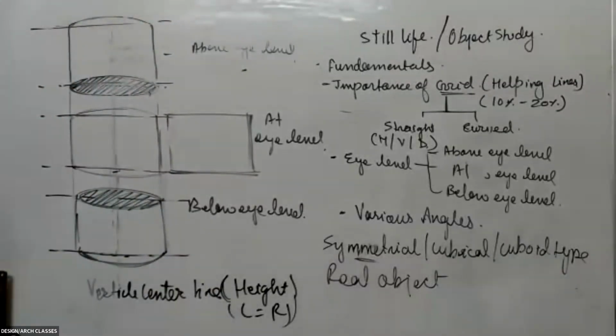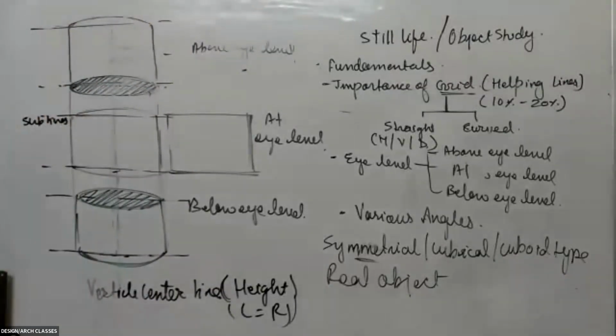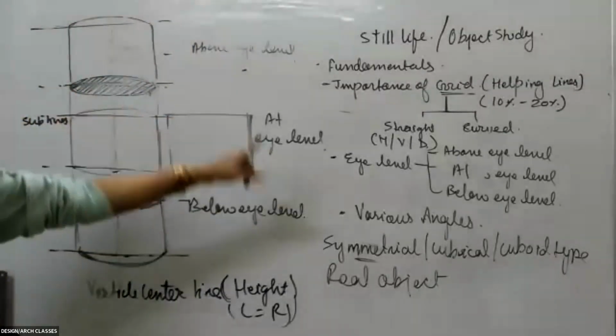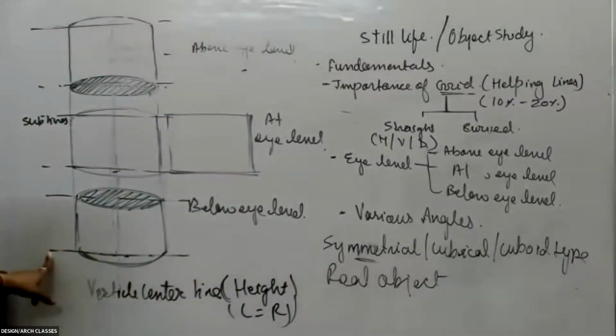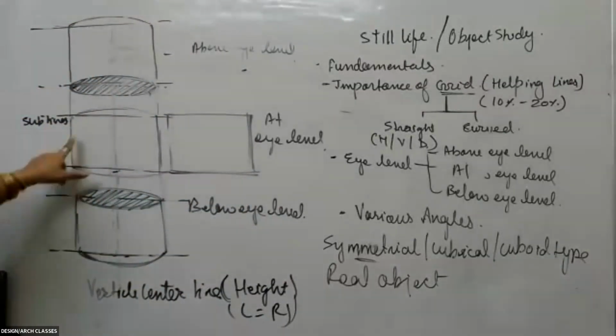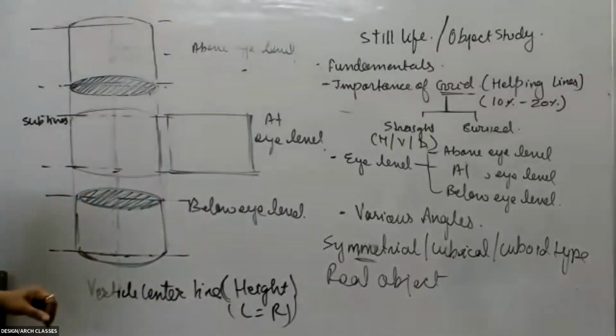Class, these helping lines are known as sublines. I hope you can see that the grids are lighter and the final lines are darker. My final view should be darker, it must be visible, and the helping lines can be dotted and can be very light.